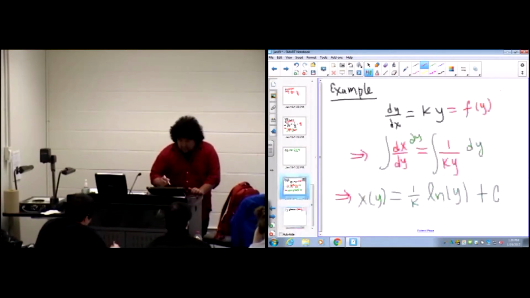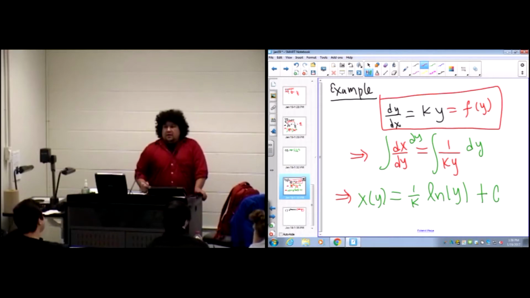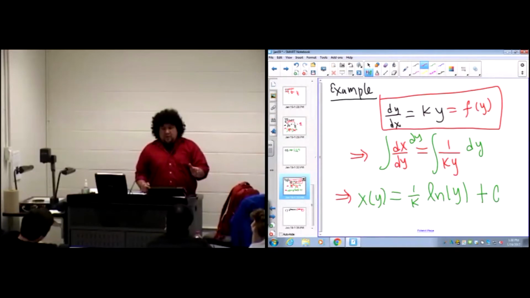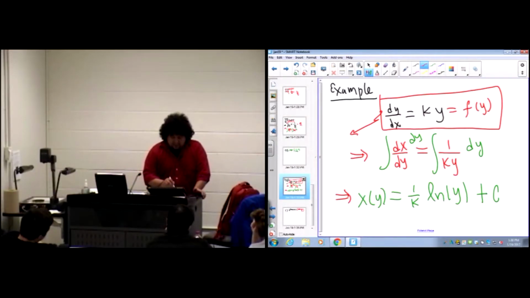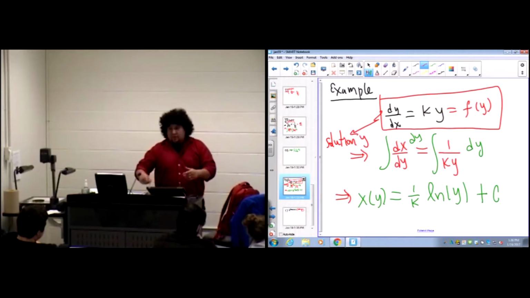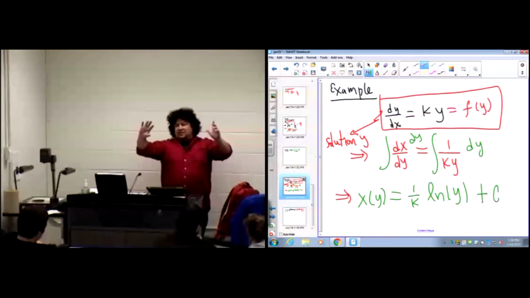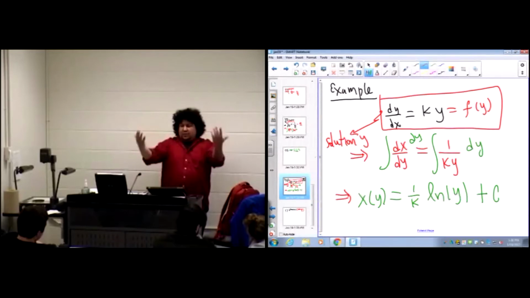Because we started with a differential equation of y. So what we want is the solution to this differential equation. We're looking for some expression y, some function y, which is a function of x. Okay?